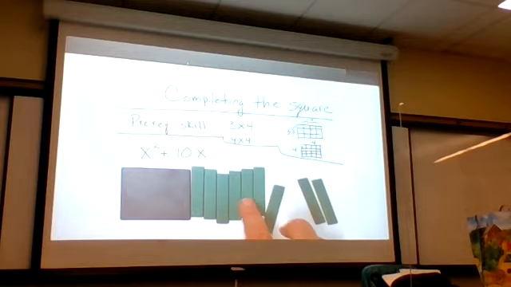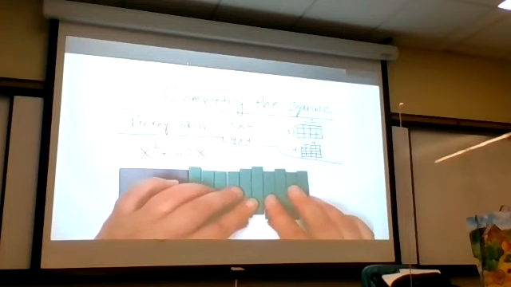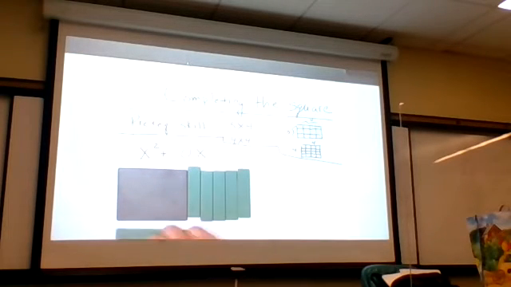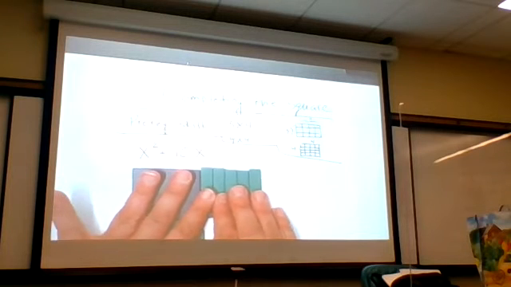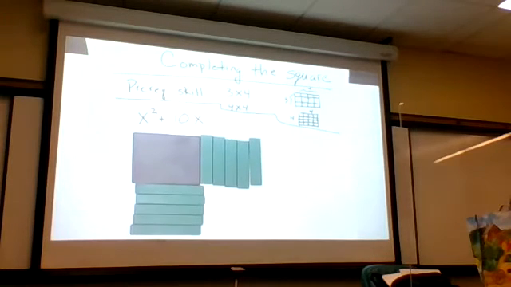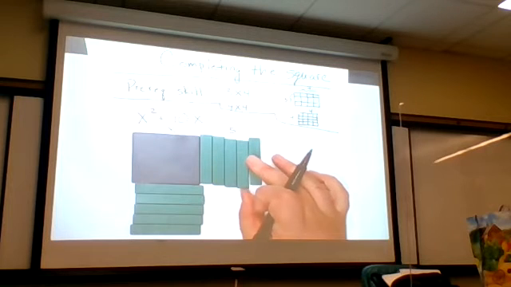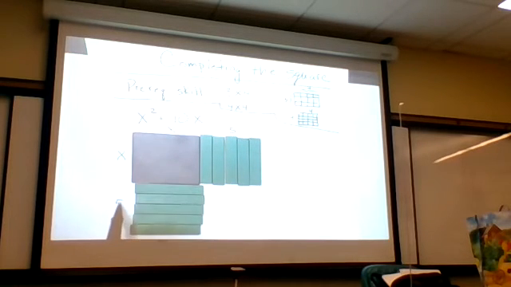1, 2, 3, 4, 5, 6, 7, 8, 9, 10. Then what I do to make a square is I take half of these and I put them down here. Okay? So what I can see that I have now is X, and then 5 units on this side, and then here I have X, and then 5 units.